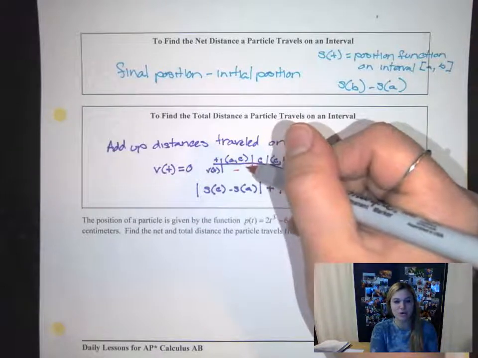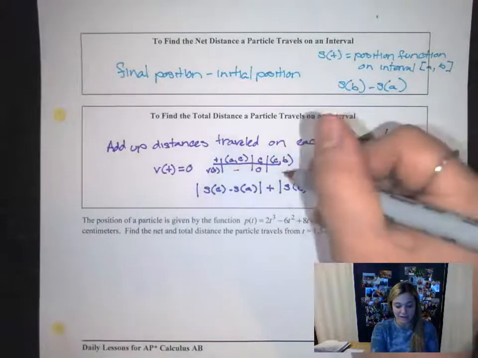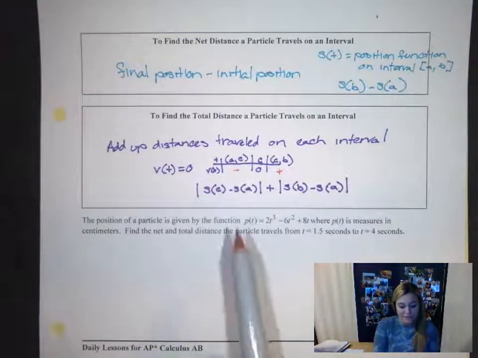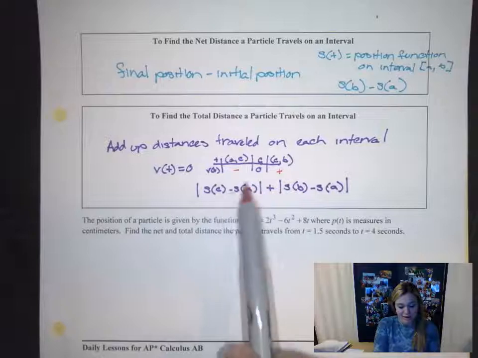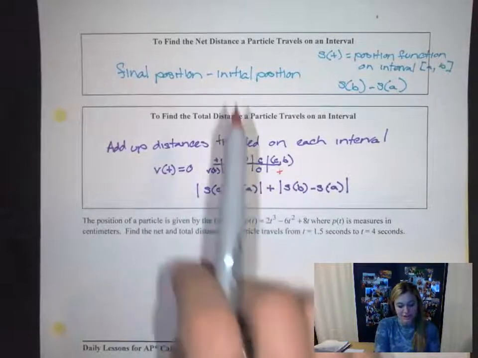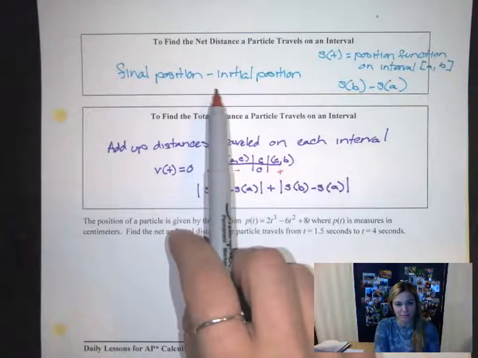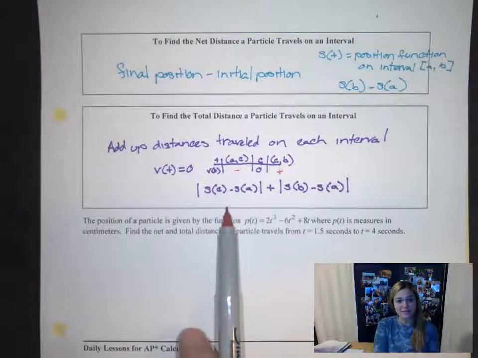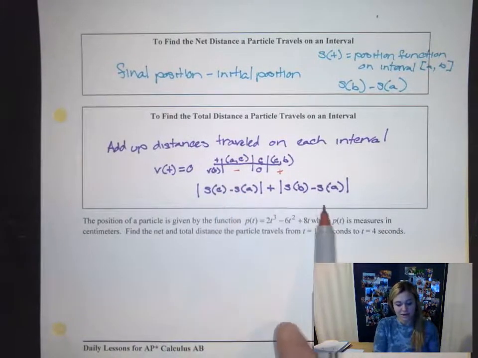That means the particle is moving to the left. If velocity is positive, I know the particle is moving to the right. What I need to do is take whatever this interval is, and just like you did net distance at the top, or you did final minus initial, you do that within each interval. So S of C minus S of A. Do the same thing over here.